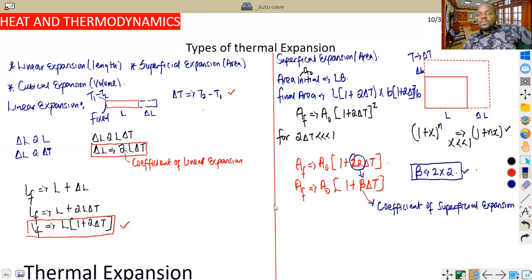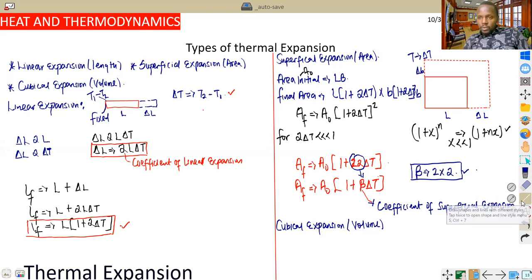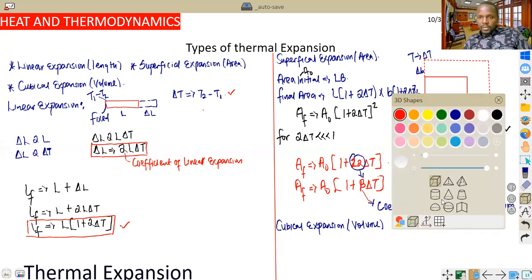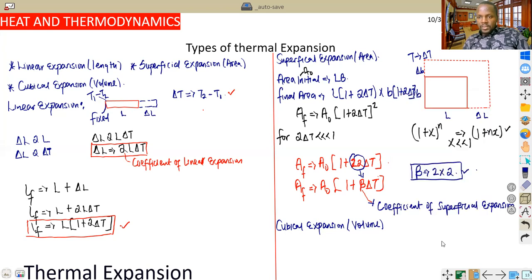In continuation, let's talk about the third one, which is what we call cubical expansion. When we talk about cubical expansion, we are talking about the type of expansion that changes the volume of a substance. So if we talk about the volume of a substance, let us consider a cubical shape, or a cube. So we have this.